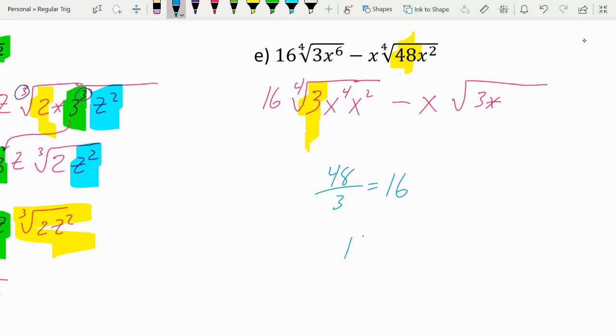Now, I want to be able to write 16 as something to the fourth power. And why to the fourth power? Because of that 4 there, that index of 4. So again, remember, I want this and that. Oh, that was stupid, blue on blue. But anyway, I want those 4s to be exactly the same.